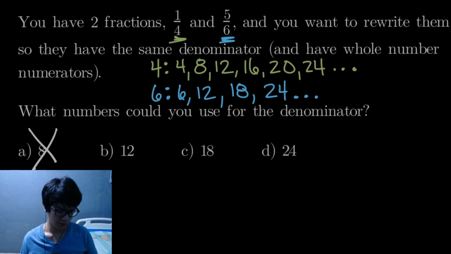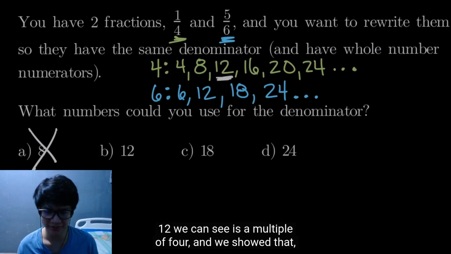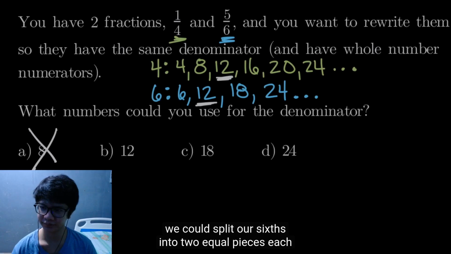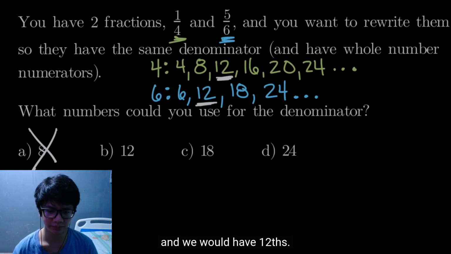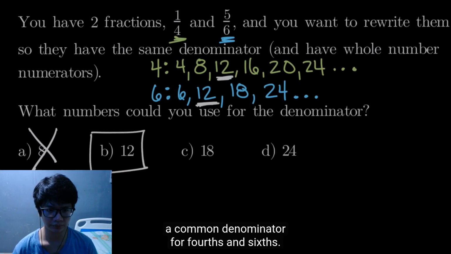How about 12? Well, 12 is a multiple of 4, and we showed that. We drew that already. And 12 is a multiple of 6. We could split our sixths into 2 equal pieces each, and we would have twelfths. So 12 does work. 12 is a common denominator for fourths and sixths.